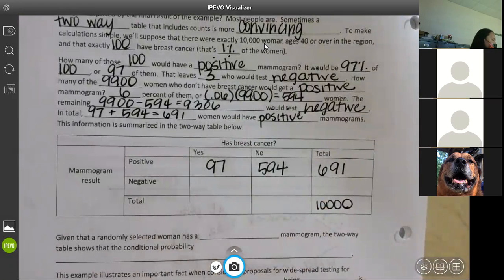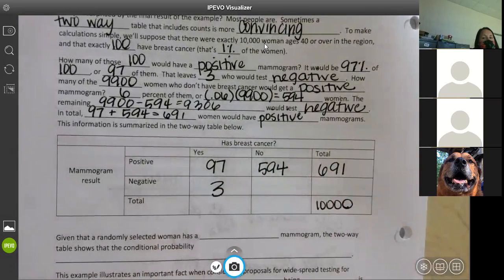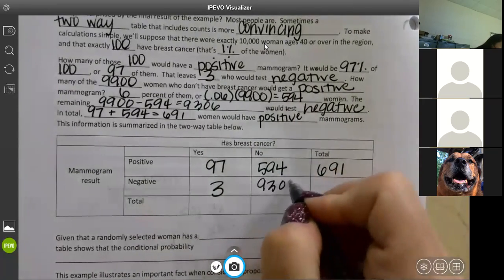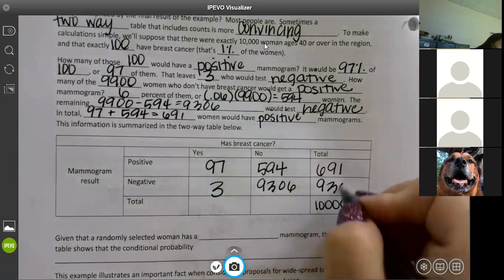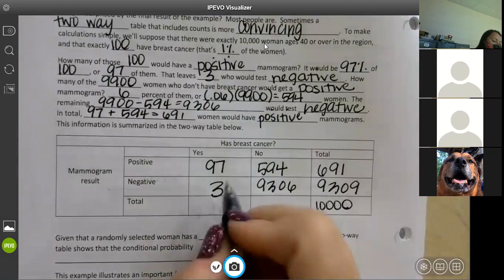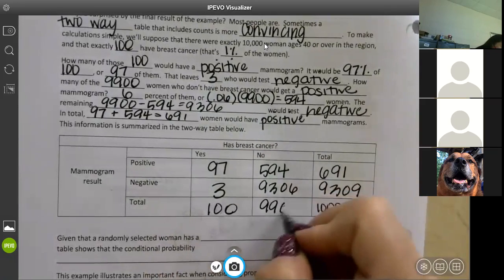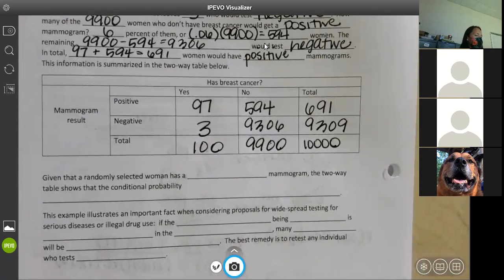If they have cancer with a negative result, there's only going to be 3 of them. 9306 would not have cancer and would have a negative. So that would give you 9309, and then adding them up, 100 have cancer, or that 1% have cancer, and 99% do not. So again, all that did was put that tree diagram into actual numbers instead of just having percentages.